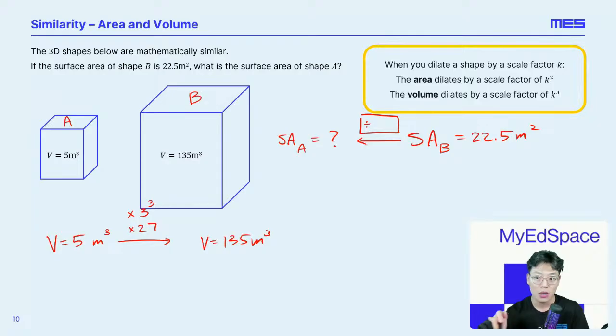So what can we divide by? Have we found K? Let me ask that first. Have we found scale factor K? The volume was dilated by a scale factor of K cubed. So if K cubed is what we multiplied by, K is then equal to 3.